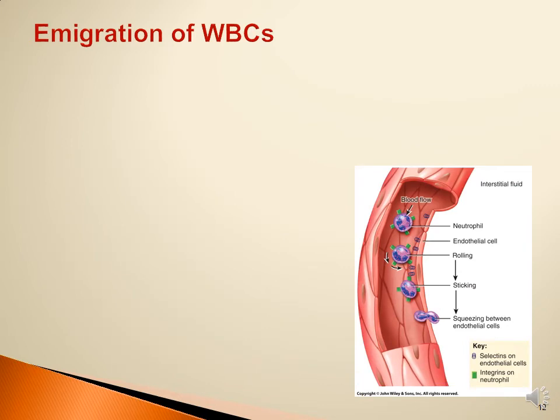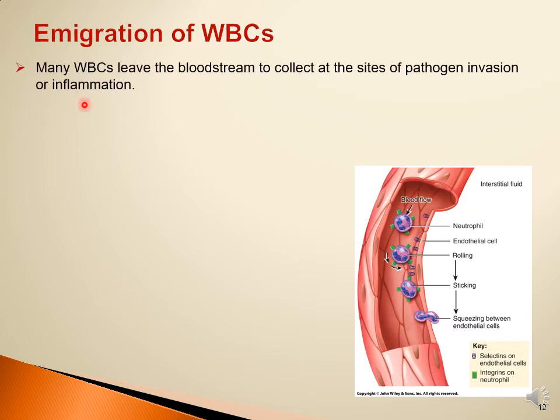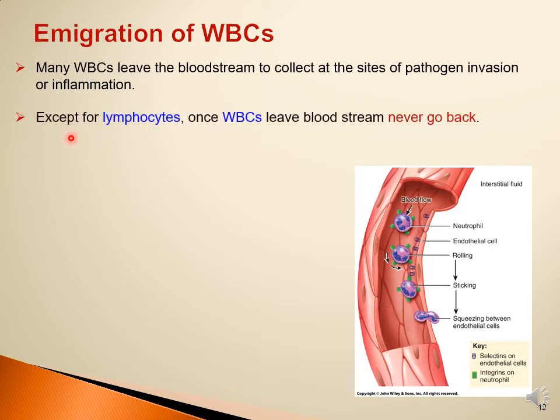As I said, the white blood cells are produced in the red bone marrow. Like red blood cells and platelets, they will circulate in the blood for a while, and then they will leave the blood to enter the different tissues. The process of leaving the blood to enter the different tissues is called emigration of white blood cells. So many white blood cells leave the bloodstream to collect at the site of pathogen invasion or inflammation. Except for lymphocytes, only lymphocytes can move in and out. Other white blood cells, once they leave the bloodstream, never go back to the blood.